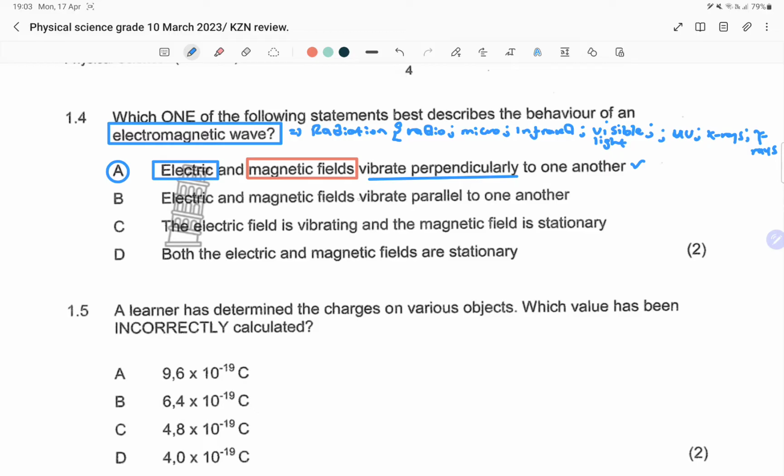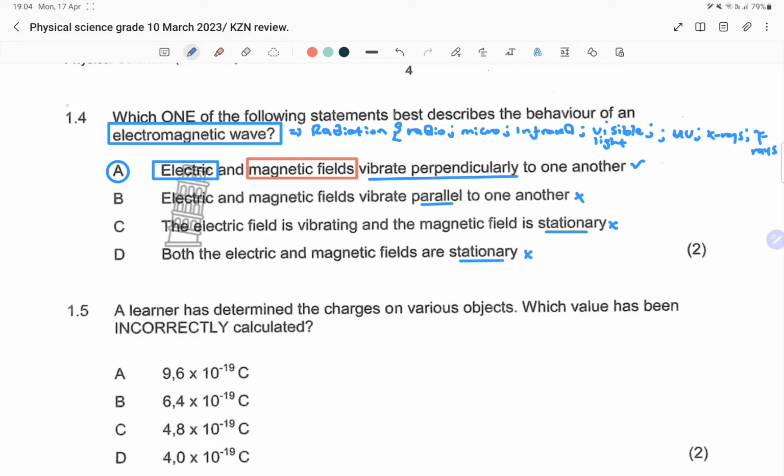So the electric and magnetic field vibrate parallel. No, it's not parallel, but perpendicular. The electric field is vibrating and the magnetic field is stationary. Not true. They are both vibrating. There's no stationary one. So the issue here is that there are no stationary fields. They are vibrating, and that's it. Okay, great. So that is why A is the answer.